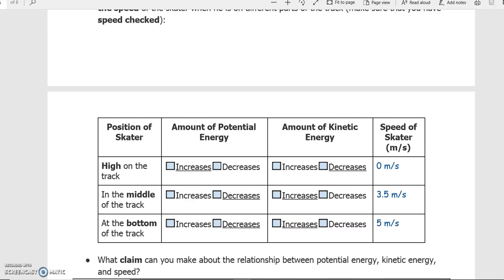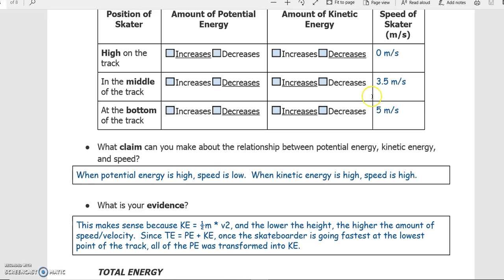If we look at this table here, we can see how the speed of the skater changes as he moves from the top of the track to the bottom of the track. So we should note that at the highest point of the track, he's not moving yet, so his speed is 0. And as he goes toward the bottom of the track, his speed increases until it is its fastest at the bottom at 5 meters per second.